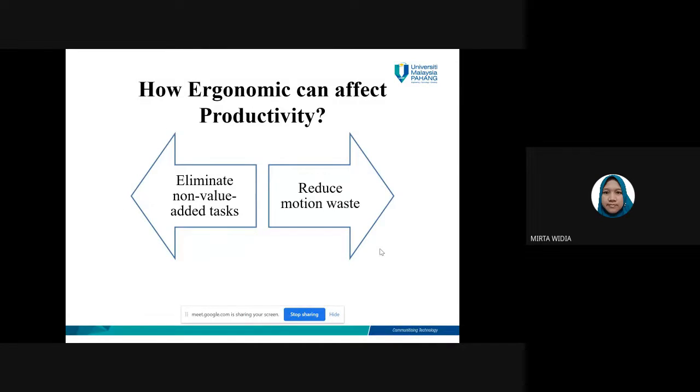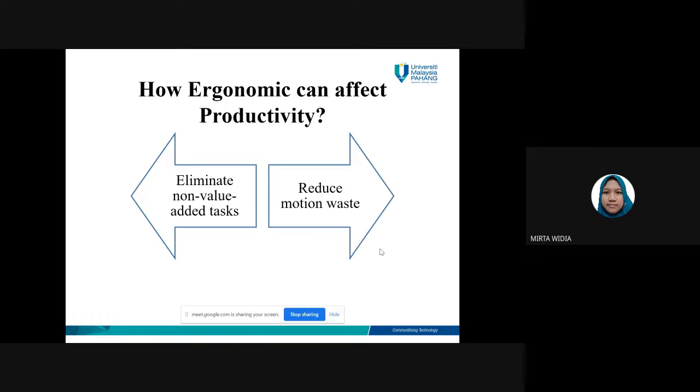So how can we prove that ergonomics can affect productivity? For now, we learn that ergonomics can affect productivity in two ways. First, you can eliminate the non-value added tasks, and the second one, you can reduce the motion waste.